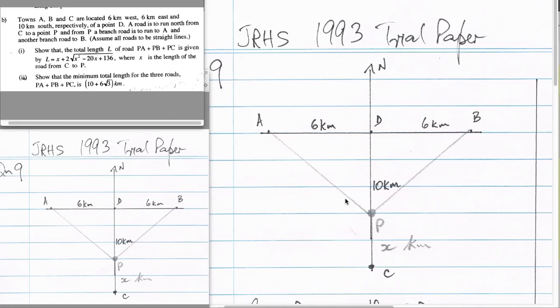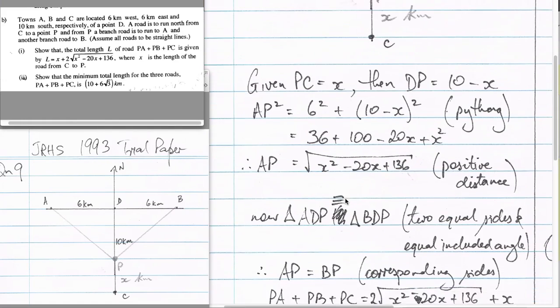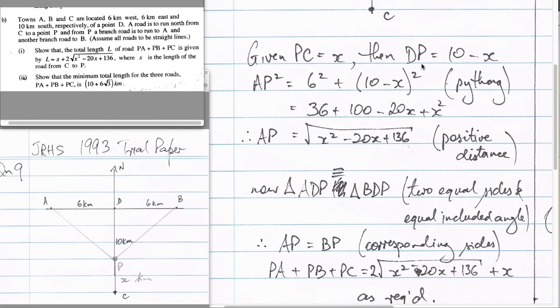By drawing this diagram, we see we're working with triangles, and in fact the hypotenuse of the triangle, on the right hand side here, we're given this information. Just to begin with, this line here, just keep putting information in for an examiner. Given that PC is x, which is what we're told, then DP equals 10 minus x. So we found the length of AP.